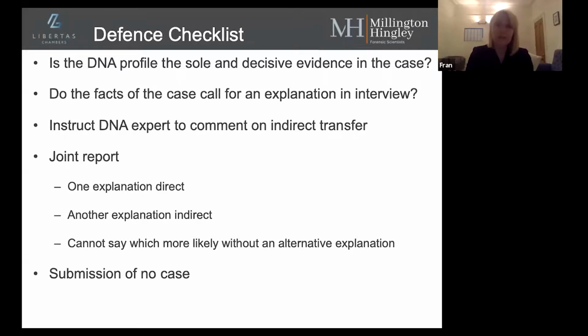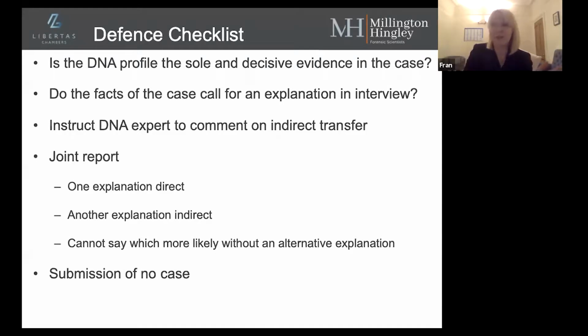In terms of defence checklists and running a case of the type we've been talking about, with a movable object, really, or DNA transfer generally, it's saying the obvious, but you need to be looking from the off at what the facts of the case are, and whether they call for an explanation or not. If it's on a movable object and the defendant hasn't got an explanation, then obviously be looking to a no comment interview.